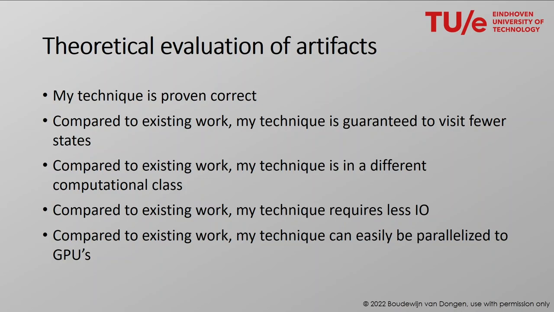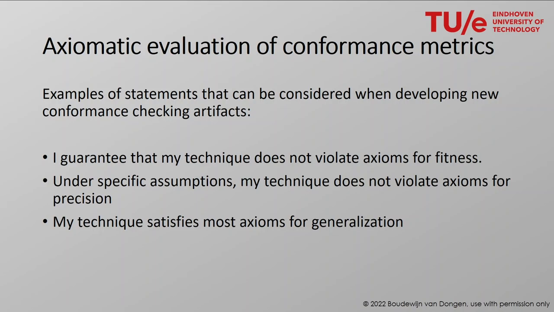What is far more interesting, though, is to look at this type of evaluation of artifacts. This holds for conformance checking, but it might even hold for a much larger class of problems. It's to look at axiomatic evaluation. What are the properties of the things we are developing? What properties should they have, and do they actually have those properties? One of the first that looked at this was Wil van der Aalst, and the reference in the slides is also the work of Anja Syring. They looked at this problem and came up with some axioms about fitness, precision, and generalization.